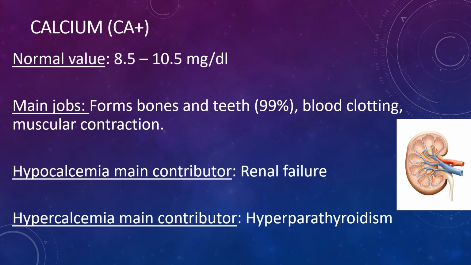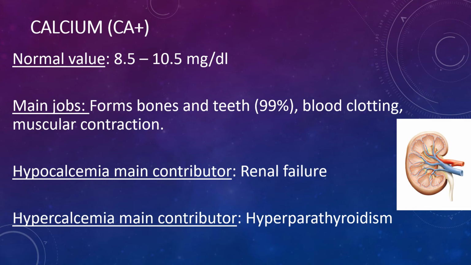Next, calcium. I teach my students that calcium calms, and we'll see why. Check out the little study guide that I've posted to the site that goes over the main signs and symptoms for each of these imbalances. The normal value for calcium that I choose to go with, let's make it easy, 8.5 to 10.5. The major job of calcium is it forms bones and teeth. 99% of it is inside the bones and the teeth. It has a major role in the formation of prothrombin, so it plays a role in blood clotting. Also muscular contraction.